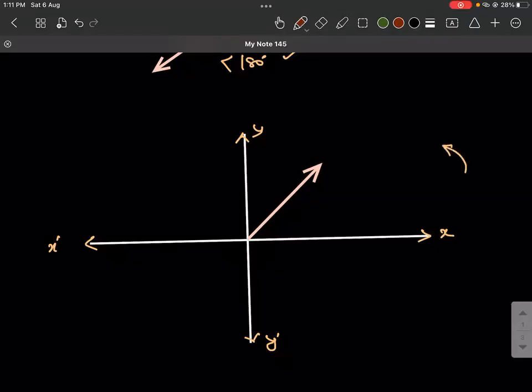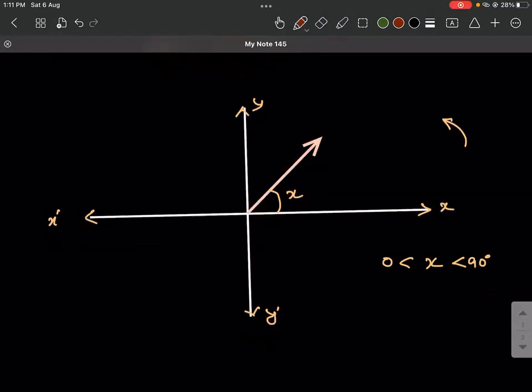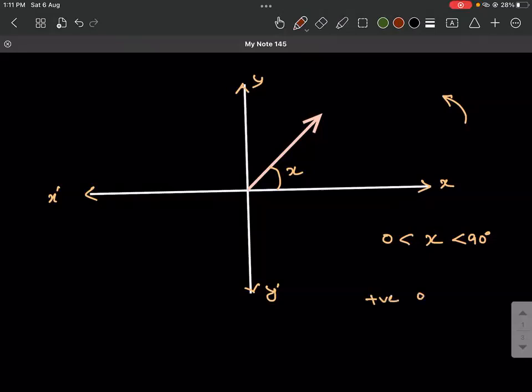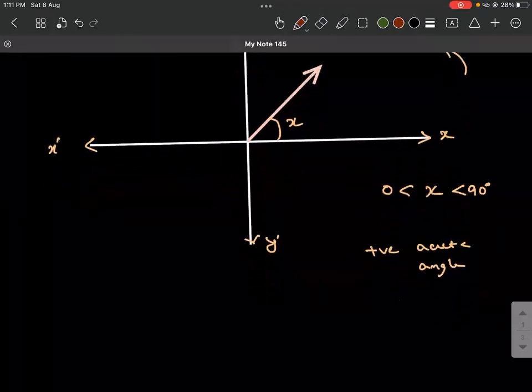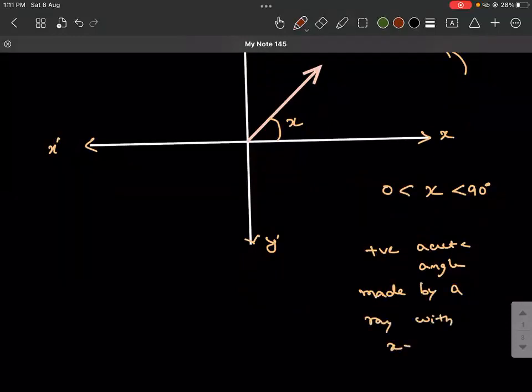Counterclockwise or anticlockwise, right? So when you revolve it, you're able to see that there is an angle X subtended here. So what is the information you can give about this angle from the table that we prepared now? X is greater than 0 and less than 90 degrees. And is this angle positive or negative according to the definition I gave you? So if there is a positive acute angle made by a ray with the x-axis, I repeat, if there is a positive acute angle made by a ray with the x-axis, what can I say about that ray?